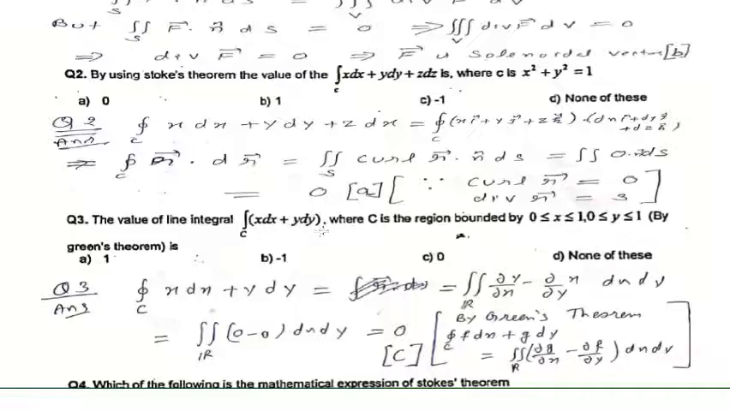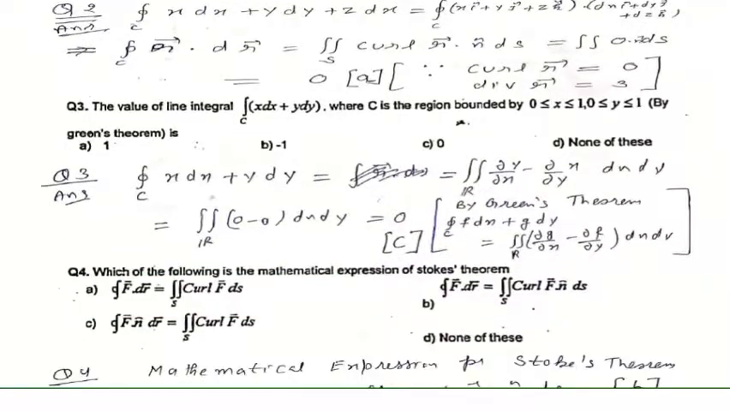So x dx y dy can be written as the difference of the derivative of y with respect to x and the derivative of x with respect to y. The partial derivative of y with respect to x is 0, the partial derivative of x with respect to y is 0. So what we will get? 0 minus 0 is 0. So option C is the correct option. Let us go for the next.